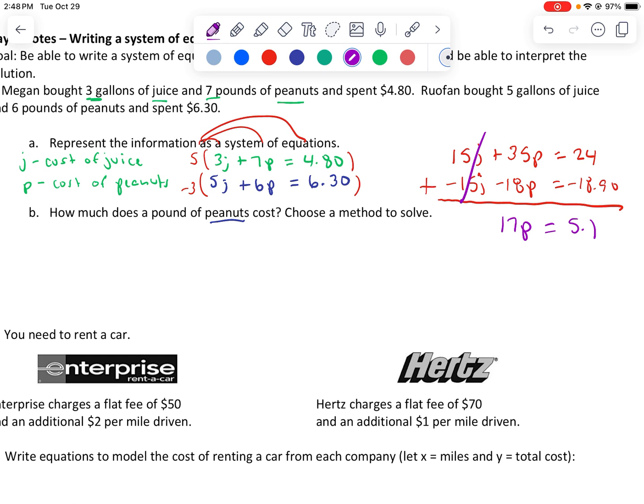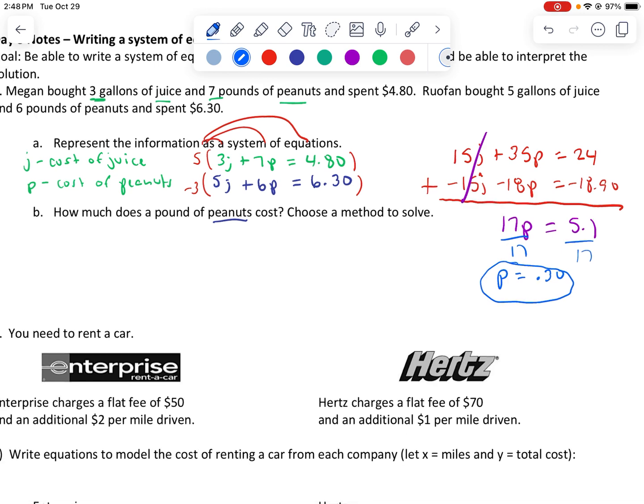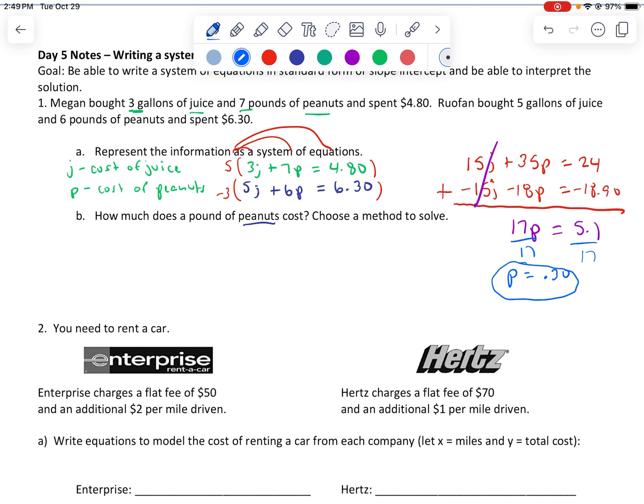Then to get P by itself, we're going to divide both sides by 17. So I'm going to get the cost of my peanuts is 30 cents. Again, this one's not asking me to solve for juice, so I can just stop there. It just asks me what is the cost of a pound of peanuts. So the pound of peanuts is going to cost me 30 cents. So that is in standard form.